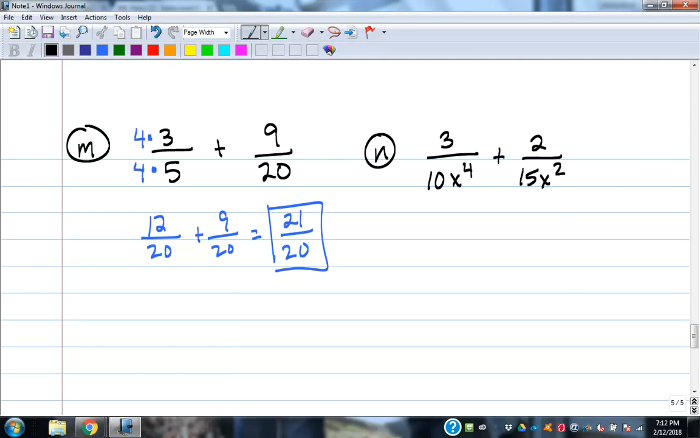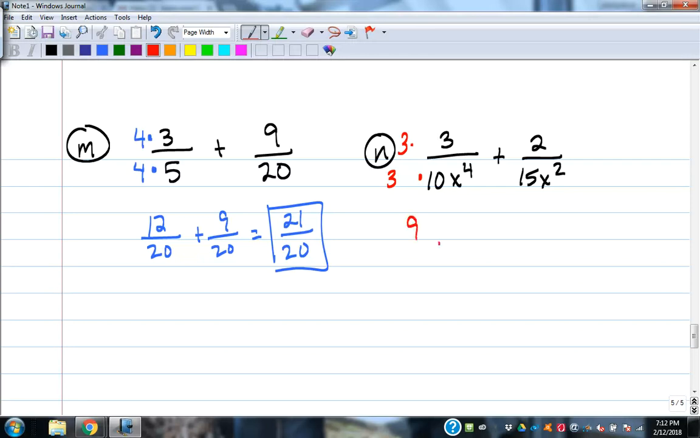Now, here's what you got to look at with the letters. How many x's does the first one have? 4. How many does the second one have? 2. The least common multiple of that is the largest of them. It's x to the 4th. So that means the first one doesn't need any more x's. But how many does the second one need? Needs 2 of them. So we're going to multiply the first one by 3 on top and bottom, and that's it.